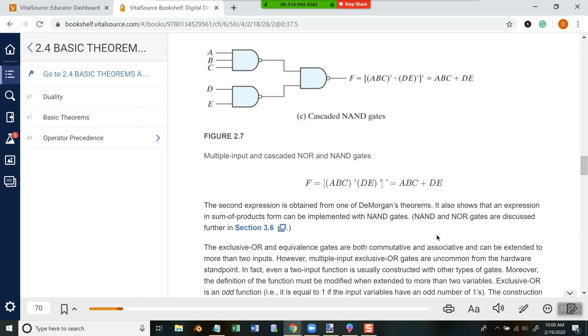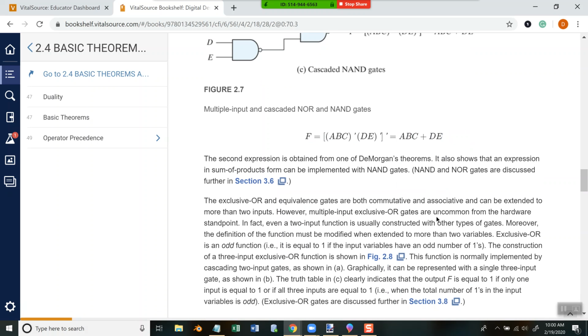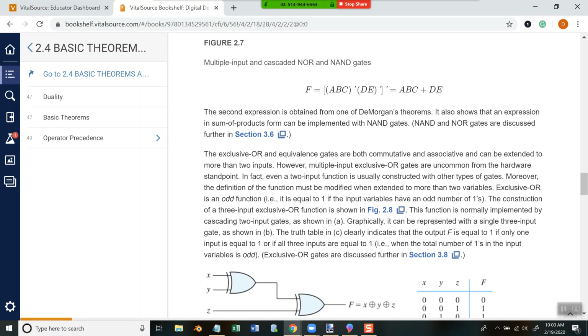Second expression obtained from one of De Morgan's theorems also shows an expression in a sum of products form can be implemented with NAND gates, because this right here is in the sum of products. NAND gate and NOR gates are explained further in section 3.6.